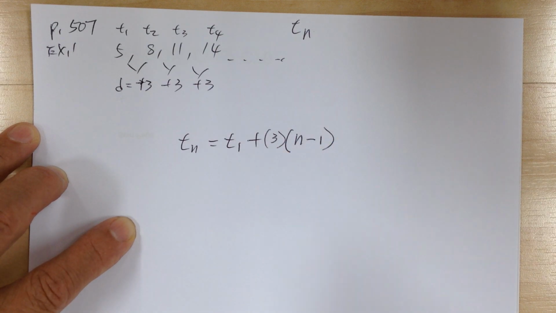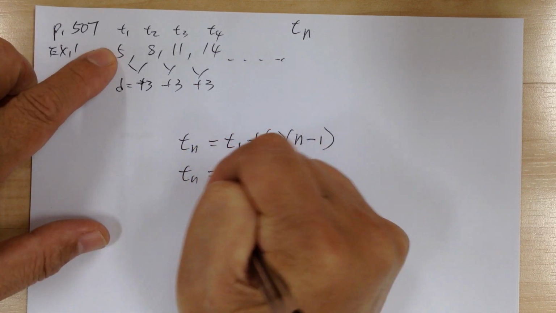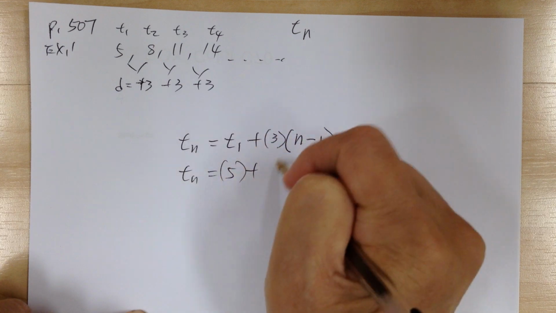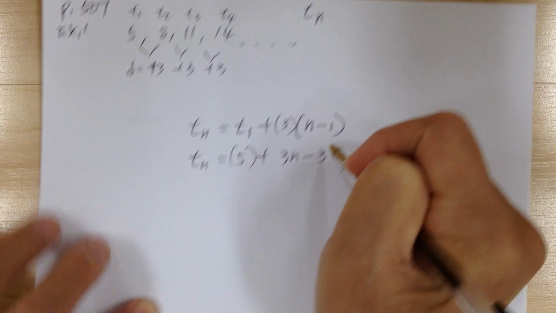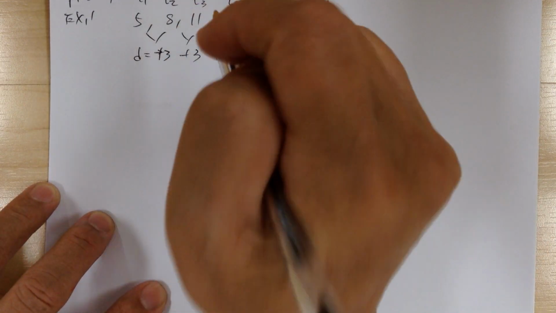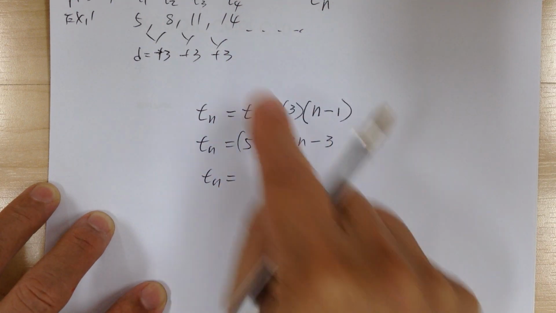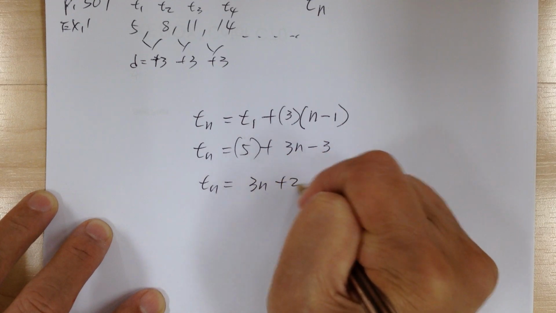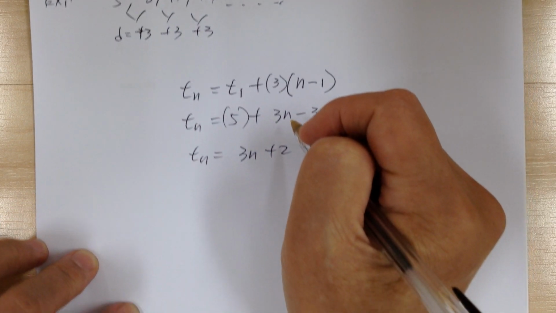Let's put the numbers in here. T1 is equal to 5, and you can multiply out: 3n minus 3. So T of n, just for this particular sequence, since this formula is only for this problem, is 3n plus 2.